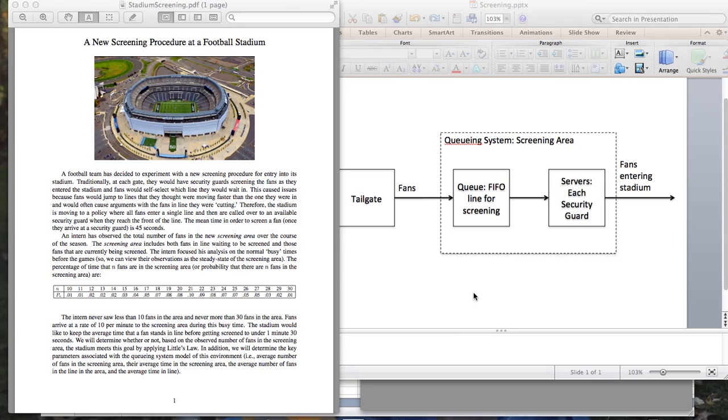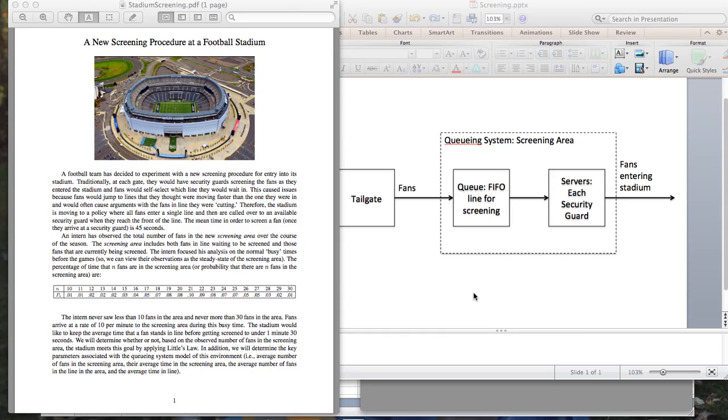Now, if you read the problem description, the stadium is going to implement a new screening procedure where they assume all fans enter a single line when they reach the screening area for a gate. And then when a security guard opens up, they wave over the first person in the line, so the person that has been in the line the longest. This is a little bit different than most stadium screening procedures where fans self-select the security guard they're going to stand in line for. We can just assume that caused too many arguments with people jumping between lines.